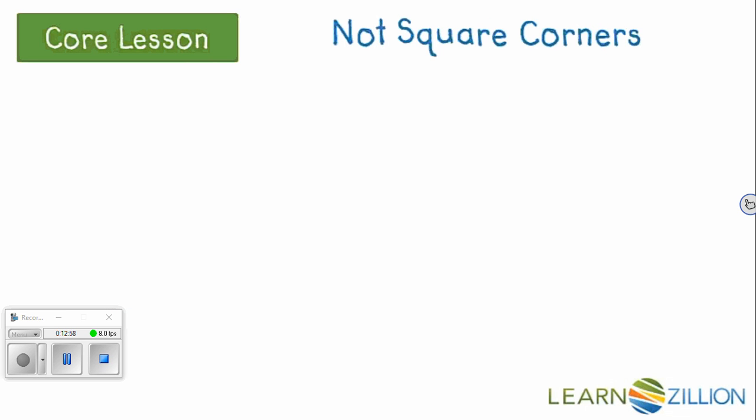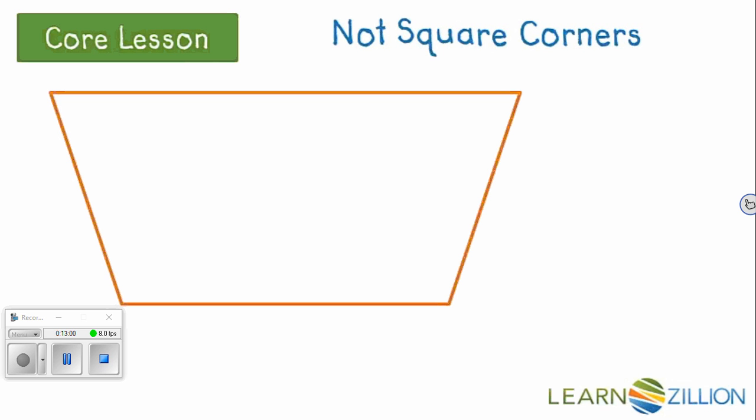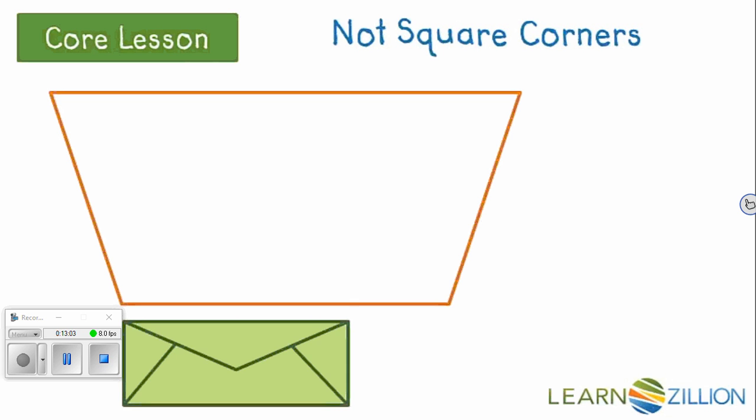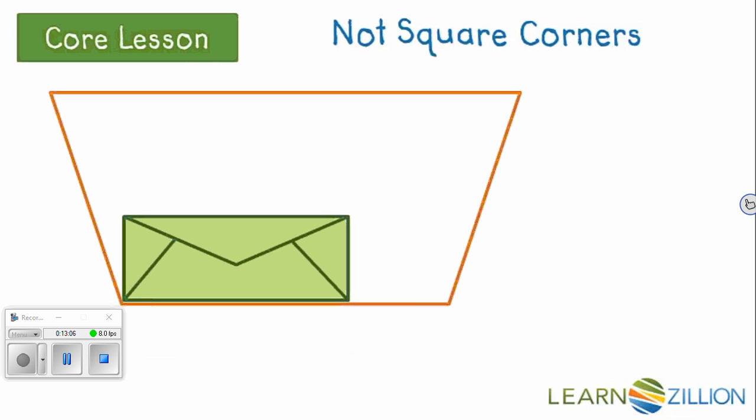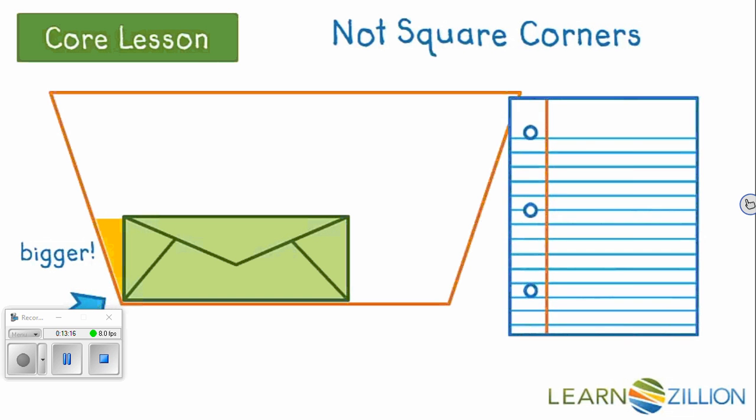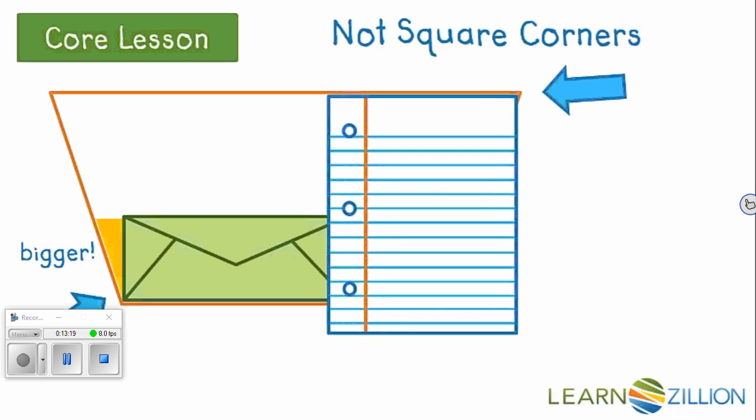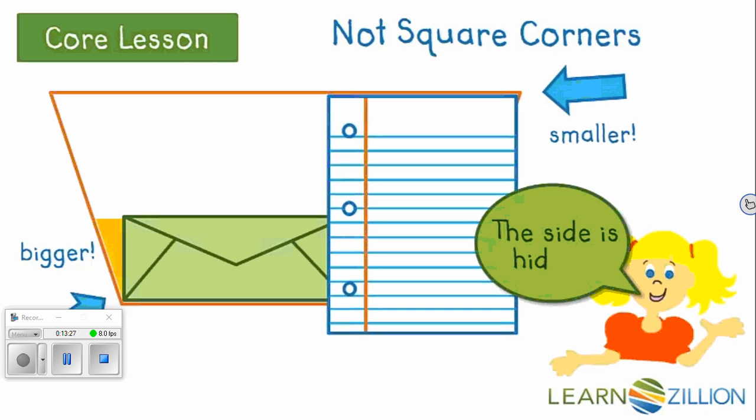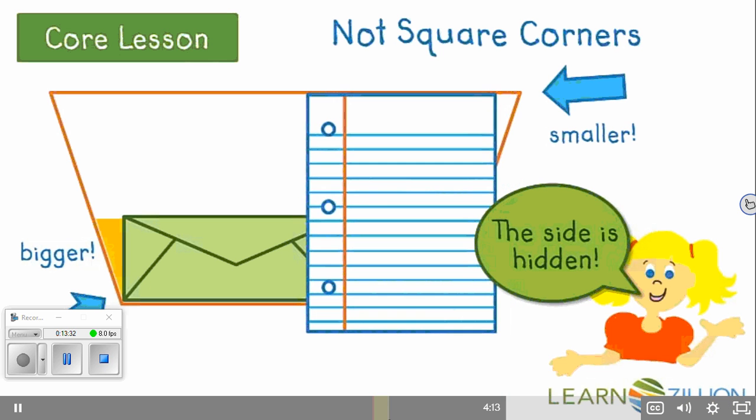How do I know if a shape does not have square corners? Let me check these corners. I'll place an envelope in this bottom left corner. The envelope does not fit perfectly. The space inside of this shape's corner is bigger or greater than the space inside a square corner. I will place a sheet of paper in this top right corner. It too does not fit perfectly. The space inside of the shape's corner is smaller or less than the space inside the square corner. I know this because the shape's right side is hidden beneath the paper, and even if I slide my paper over to the left, the side is still hidden.